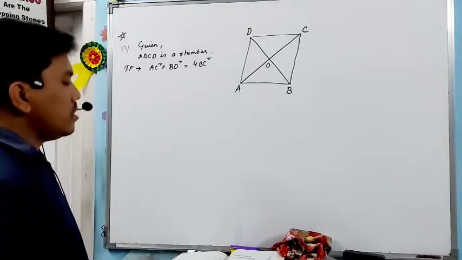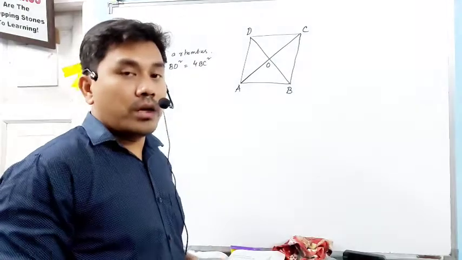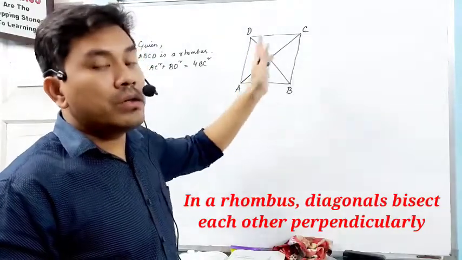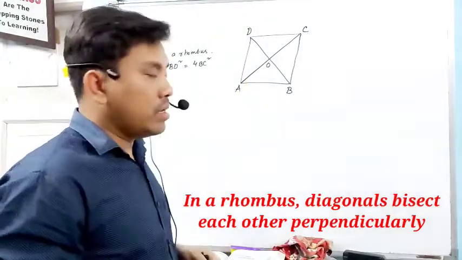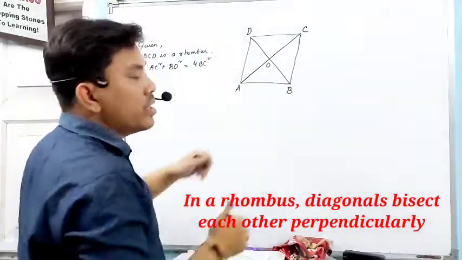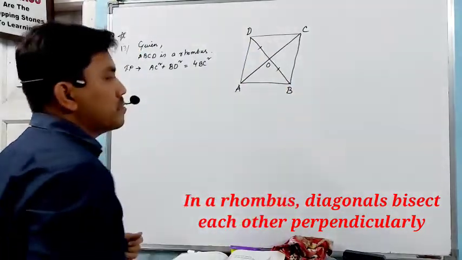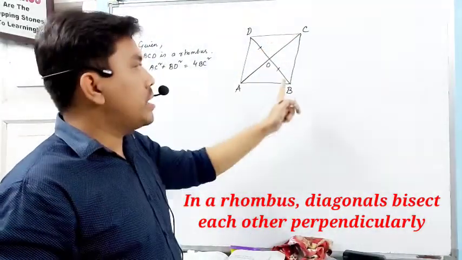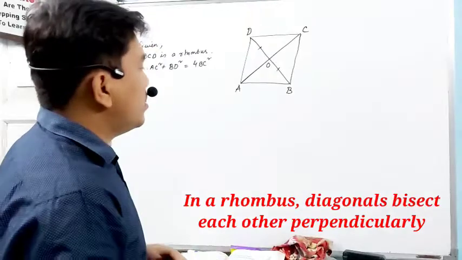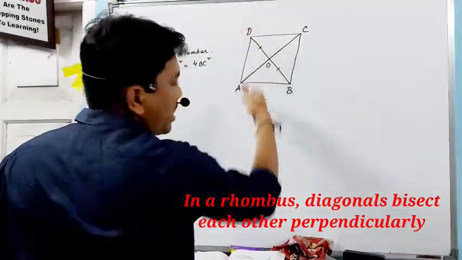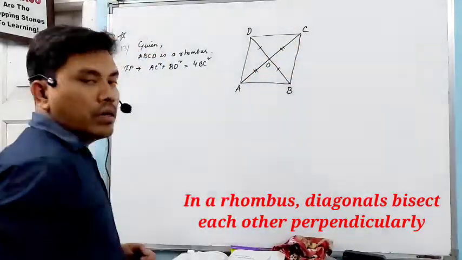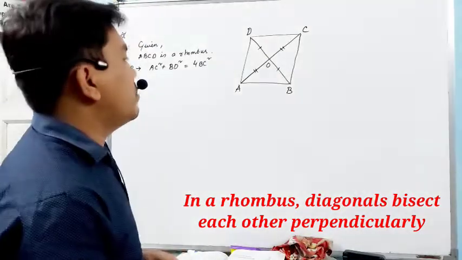So now in a rhombus, okay, there is a property that the diagonals bisect each other. The diagonals bisect each other means what? AC will divide BD equally. Diagonal AC will be dividing diagonal BD equally. This OB and OD will be equal. Similarly BD is the other diagonal. BD will be dividing AC equally. So OA and OC also will be equal to each other. Okay. Alright.